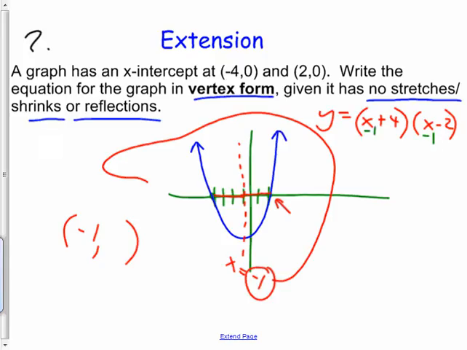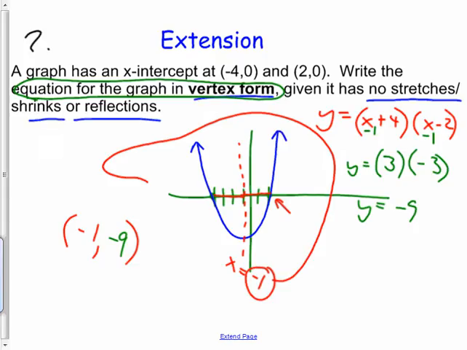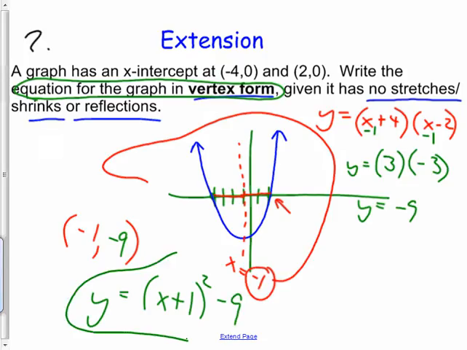Negative 1 goes in here, negative 1 goes in here. Y equals negative 1 plus 4 is 3, and negative 1 minus 2 is negative 3. I don't know if you noticed, they're always opposites like that. So the final answer is negative 9. So the vertex is at negative 1, negative 9. If they have the vertex, give them half credit, because that's hard to find all by itself. But they asked for the equation in vertex form. So now I go y equals parentheses x plus 1 squared minus 9. That's the equation in vertex form. For full credit, they have to have that.